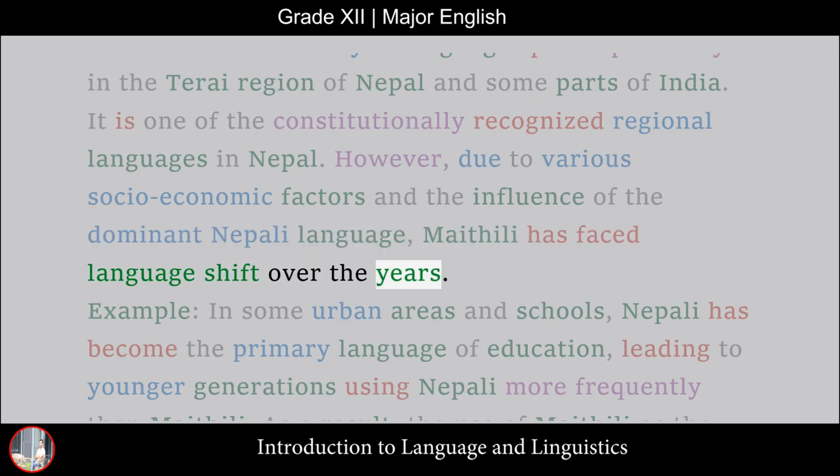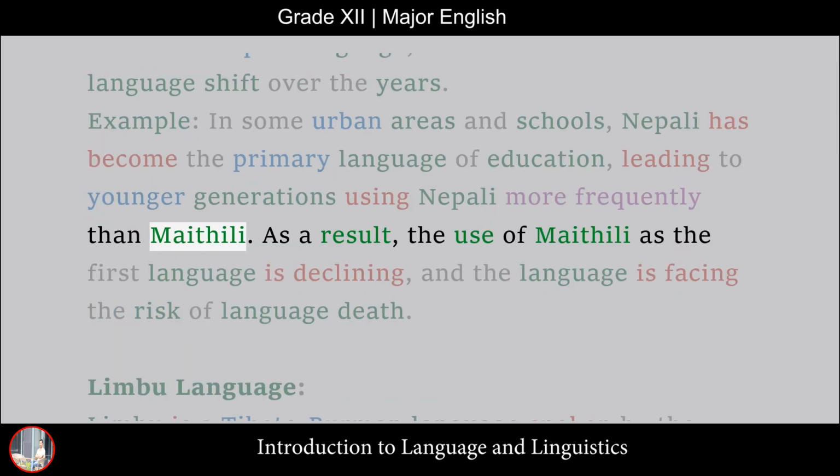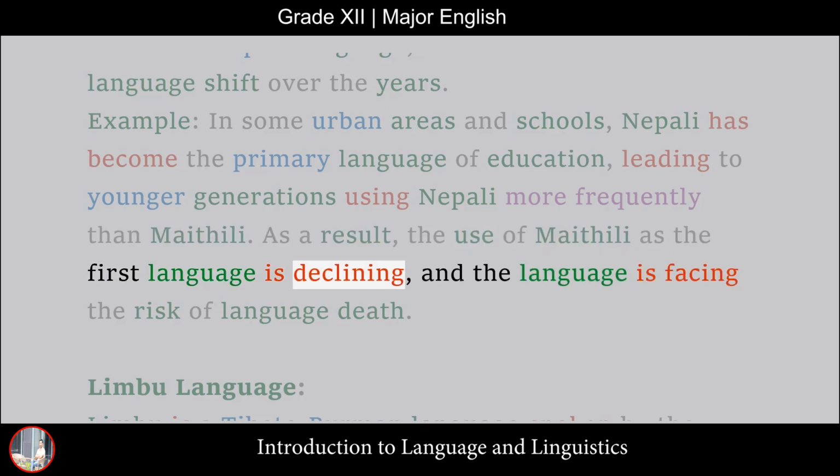the years. Example, in some urban areas and schools, Nepali has become the primary language of education, leading to younger generations using Nepali more frequently than Maithili. As a result, the use of Maithili as the first language is declining, and the language is facing the risk of language death.